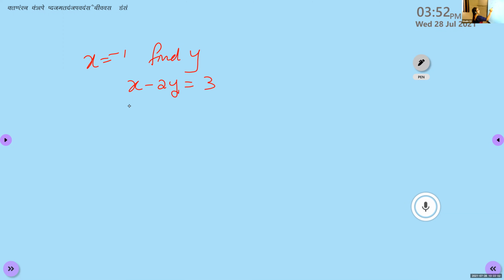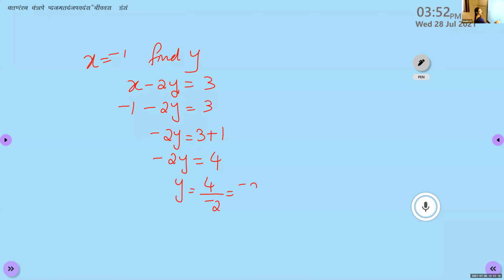x equal to minus 1, so minus 2y equal to 3 plus 1. Minus 2y equal to 4. y equal to 4 by minus 2, which is negative 2. y equal to negative 2.